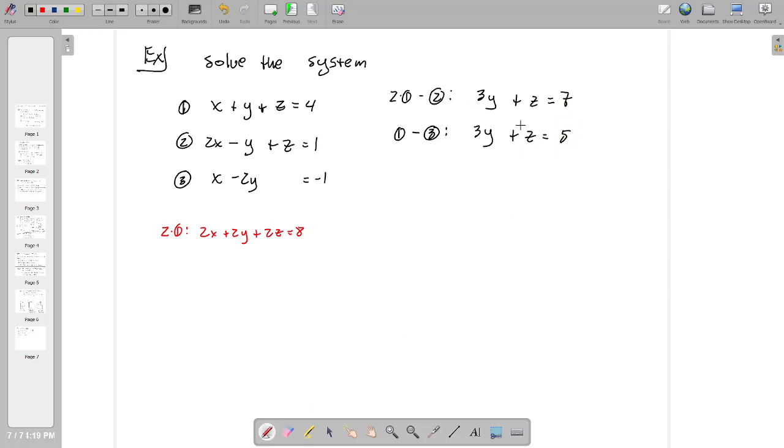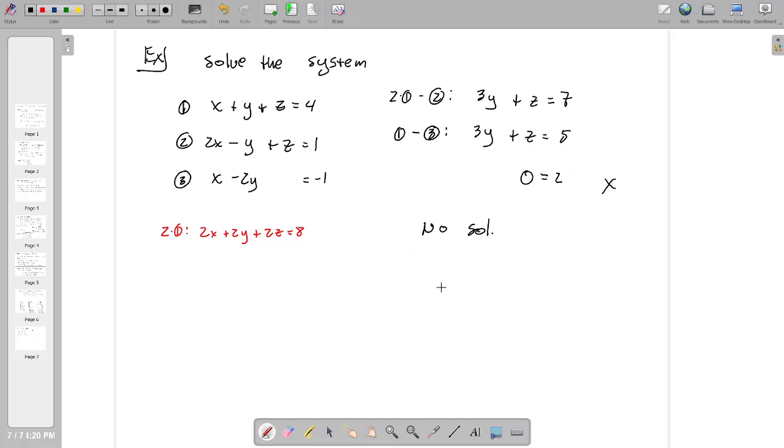What this means is that these two lines in 2 dimensions are going to be parallel. So if we subtract these, we would get 0 is equal to 2. And this is never true, right? For any x, y, and z, 0 is never equal to 2. What this means is that there is no solution.